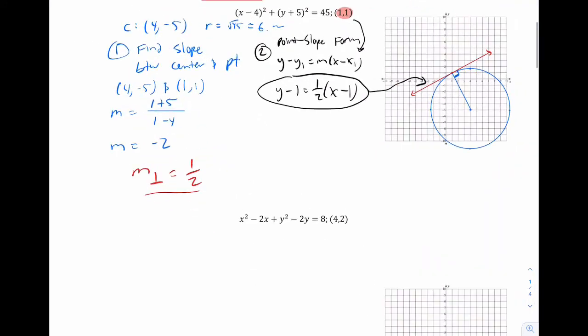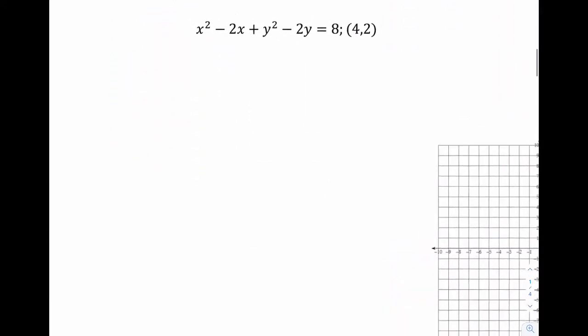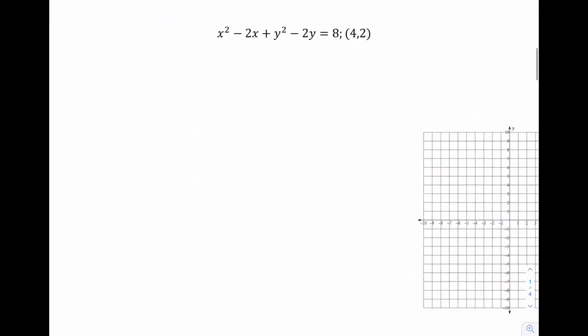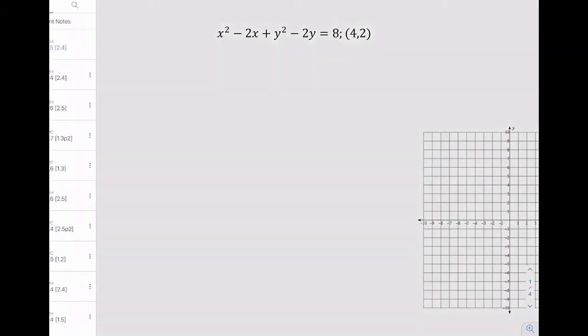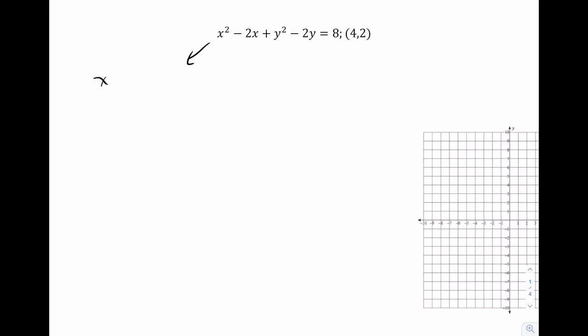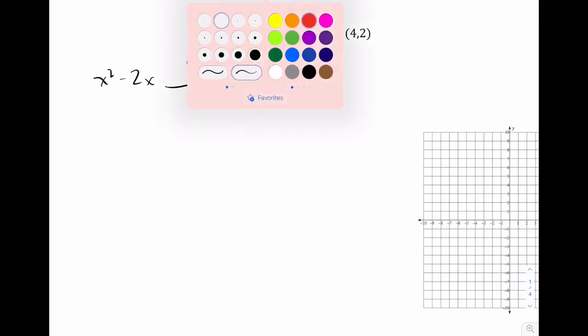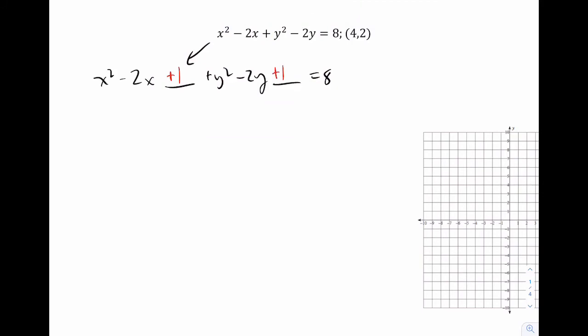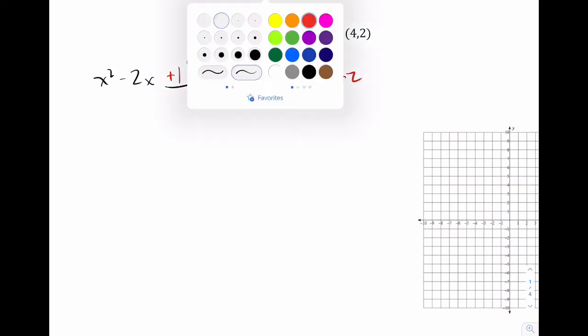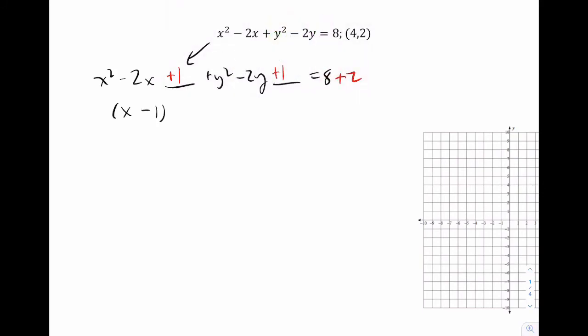Let's try a little harder question. Same exact thing, except notice how it's not in standard form. In this situation, just put it in standard form. So we're going to have to complete the square. Hopefully you're comfortable with this. Let's leave a blank right there. And we're going to add 1 here, add 1. That's going to be add 2. And look, now we have it in standard form.